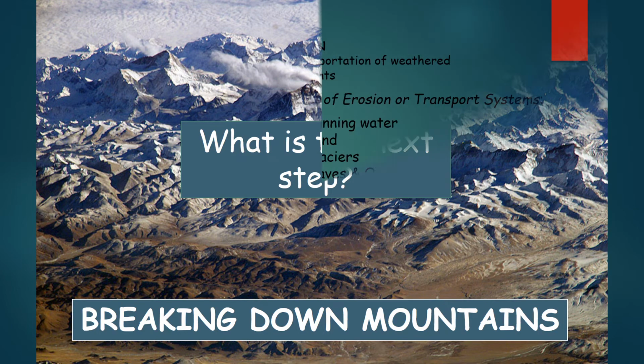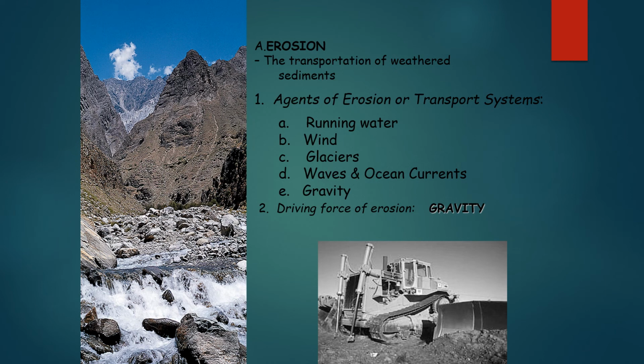And in order for that next thing, which is going to be erosion, which instead of just breaking down the rocks, now we're actually transporting them to a new location. So weathering is the breakdown of rocks or breakdown of the Earth's surface. Erosion is taking those broken down bits and moving them to a new place. The agent, or what is doing the work of erosion, is running water, wind, glaciers, waves and ocean currents, gravity.